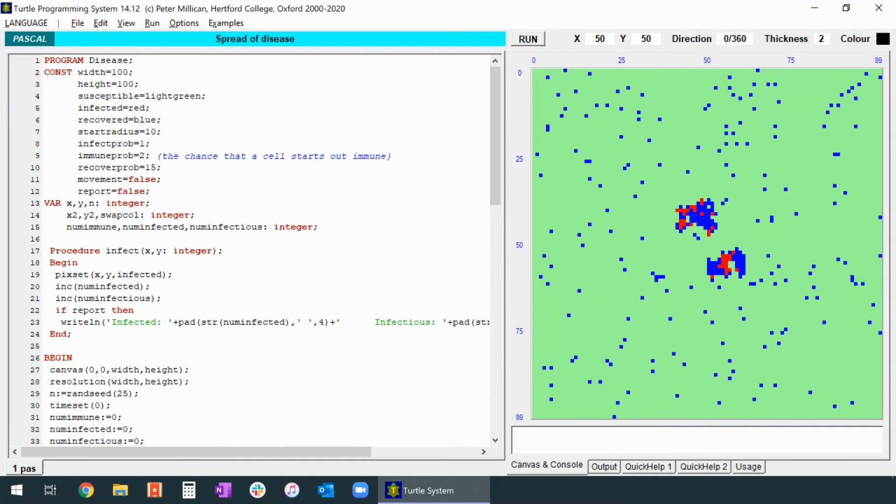Another number that's very important to our model is this one, recover prob. So this is the probability that when an infected cell is selected by the model, that cell recovers. So at the moment it's set to 15%. Again, we can change this. So what if we set our recovery probability to be very high? Let's say 90%. So chances are when an infected cell is selected, it will recover. What is that going to do to our disease modelling?